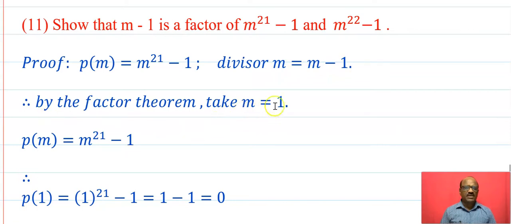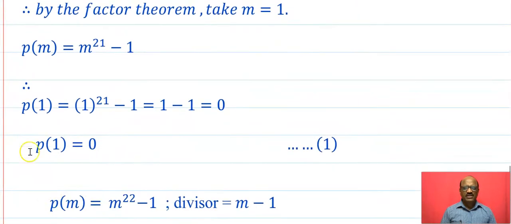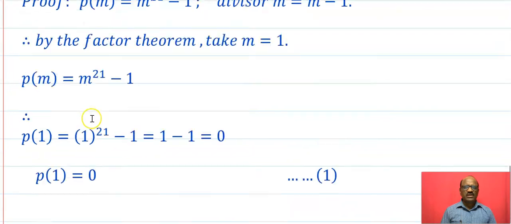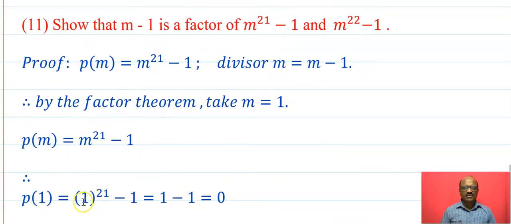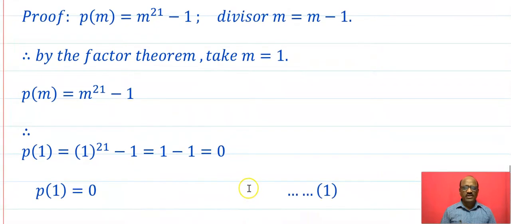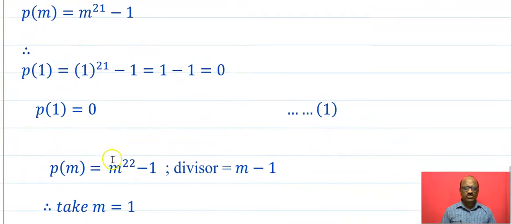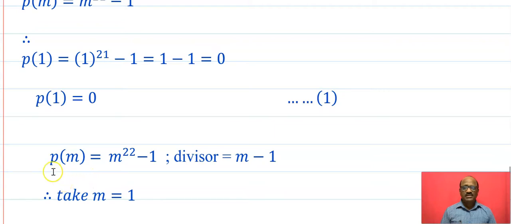By the factor theorem, take m is equal to 1. That is, p of m is equal to m raised to 21 minus 1. Replace m by 1. That is, p of 1 is equal to 1 raised to 21 minus 1. 1 raised to any power, its value is 1. 1 minus 1, overall you are getting 0. Therefore p of 1 is equal to 0. And hence we conclude that this first is 0.